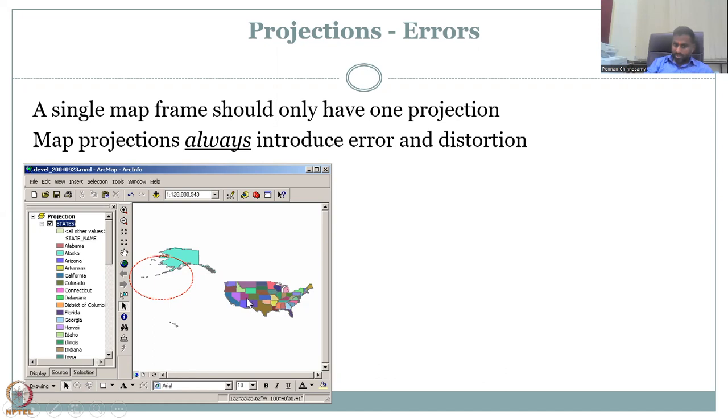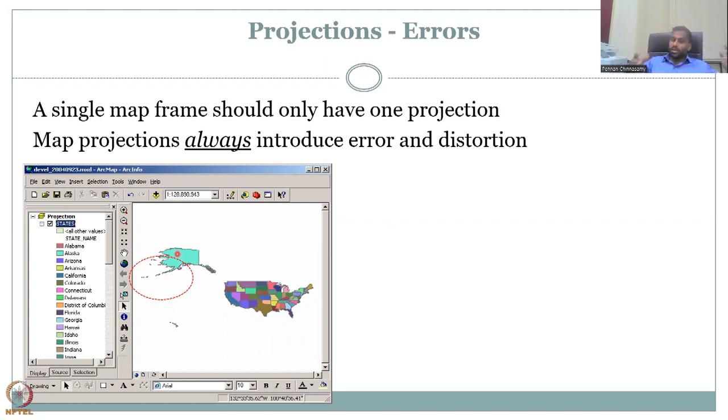Okay, so look at the states here. Some of the states within the US are smaller than your Alaska, which is not true. Texas, for example, is not that small. So there is a distortion. It is a pull-push effort. So this Alaska has been pulled.